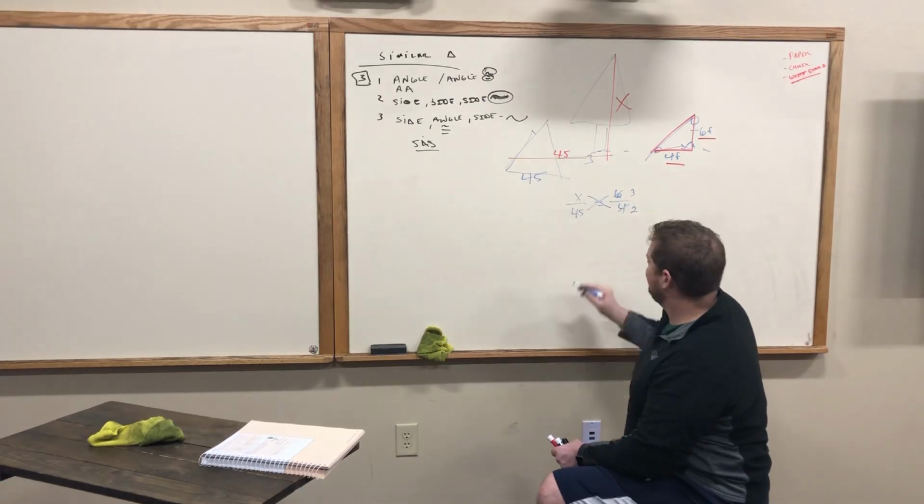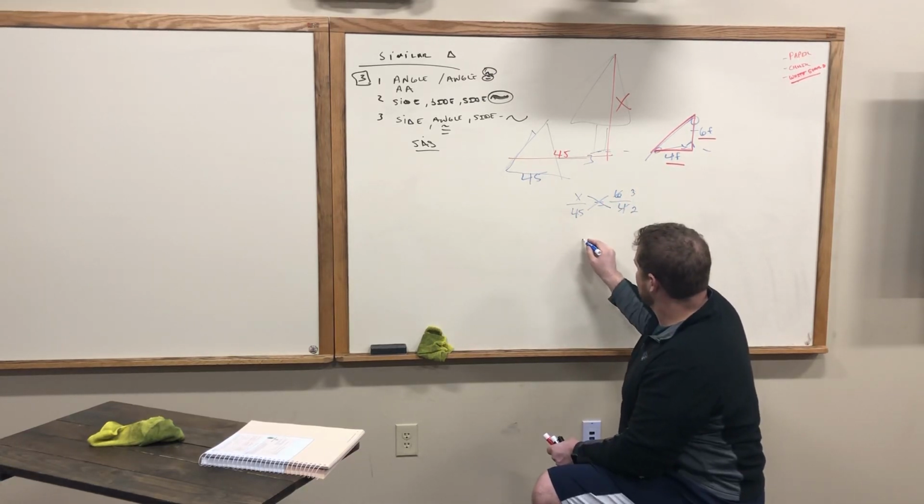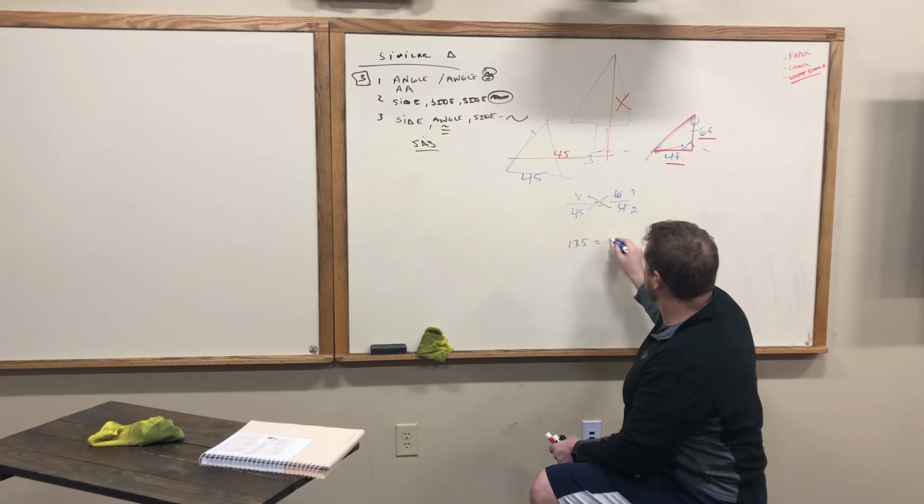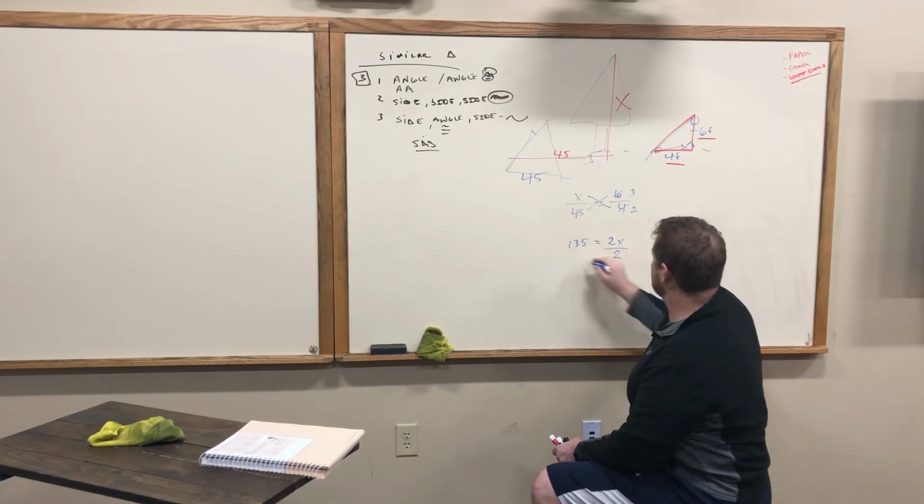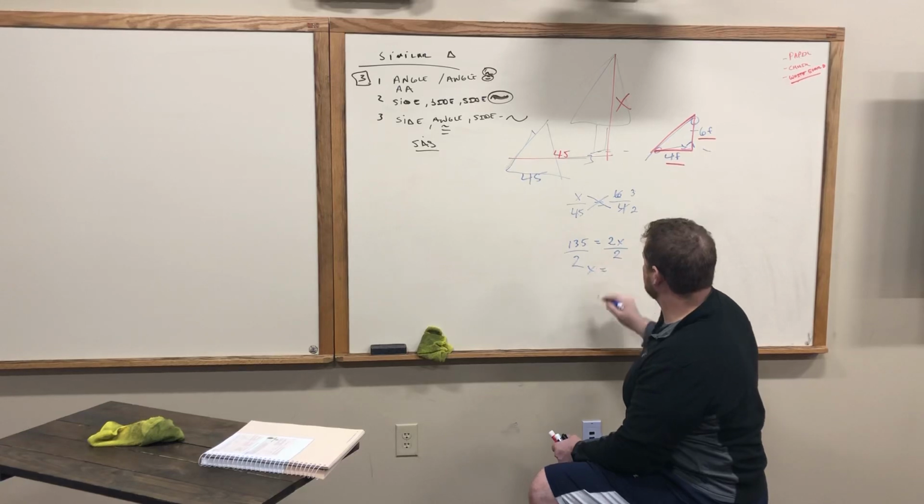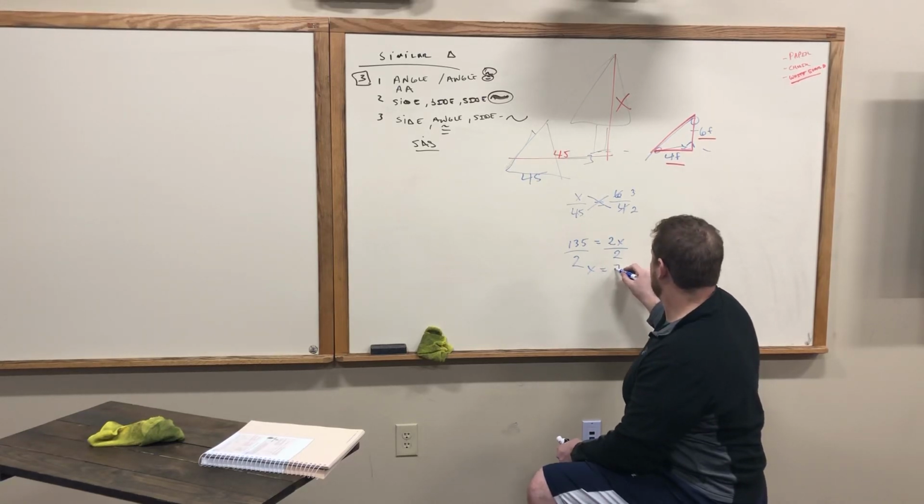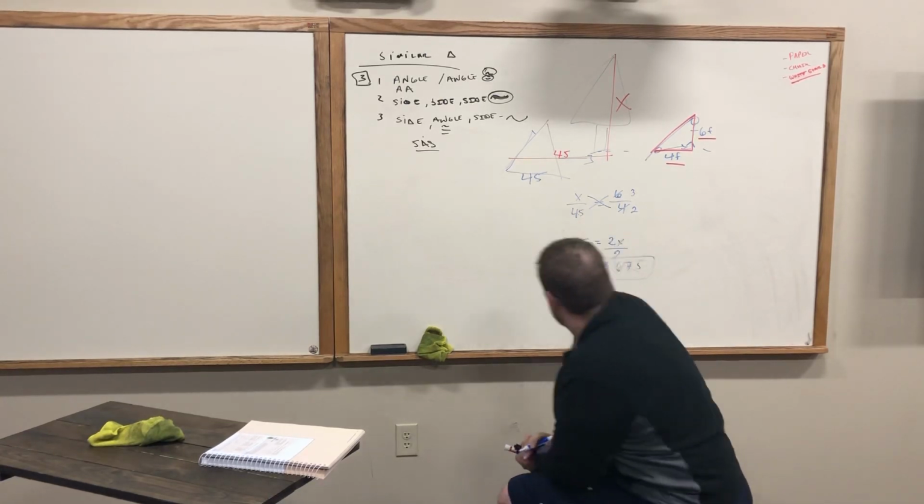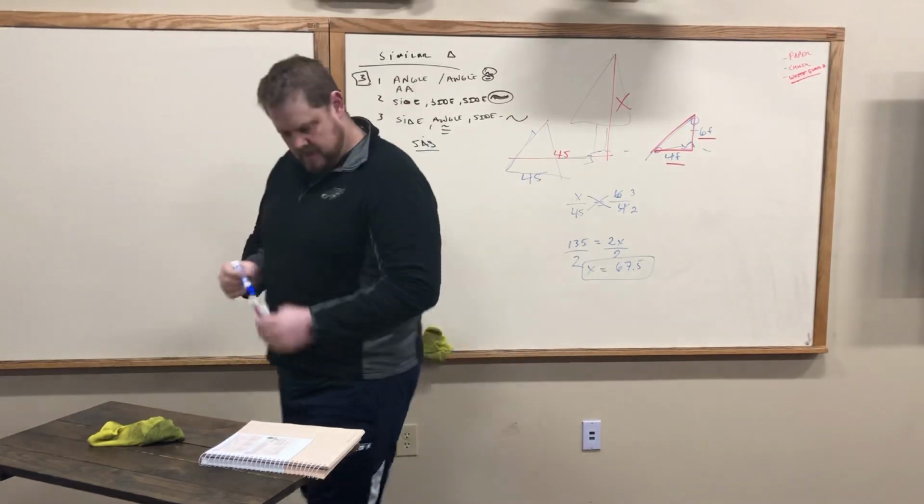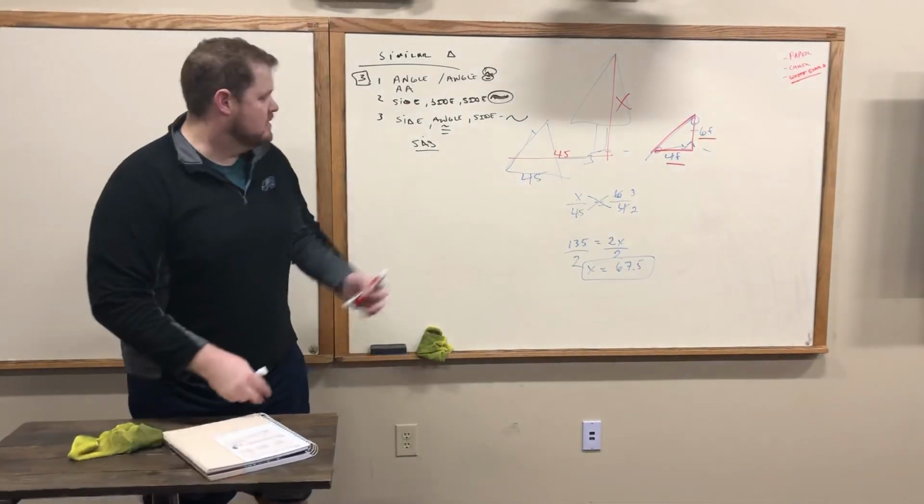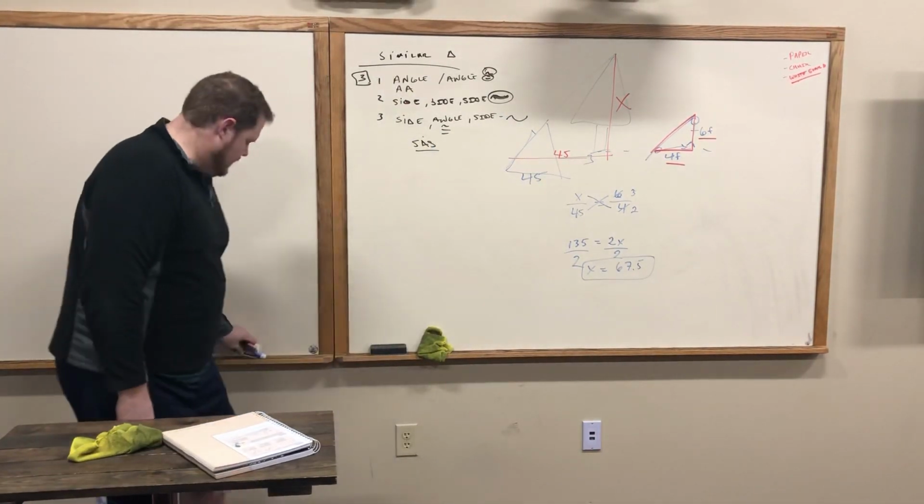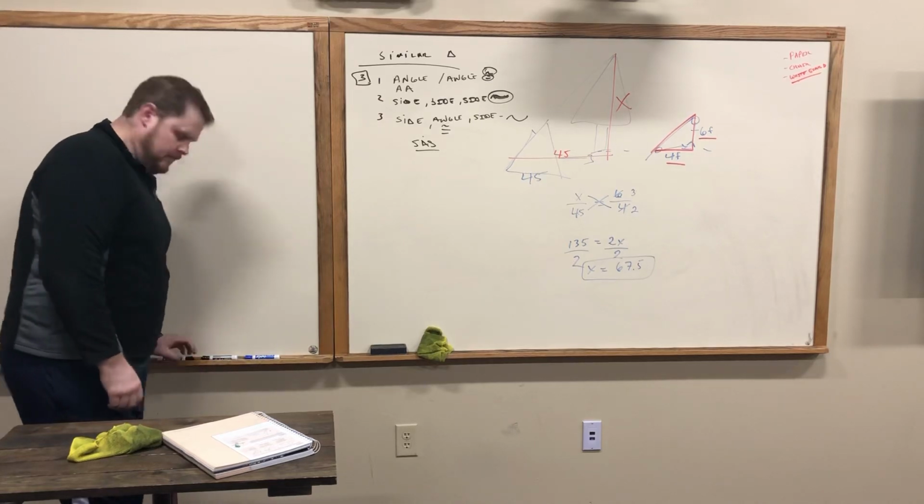3 times 45 is 135. And 2x. Divide by 2, x equals 67.5. Does that make sense to everybody? So that's what you're going to be doing using your information that has been taught to you in this lesson.